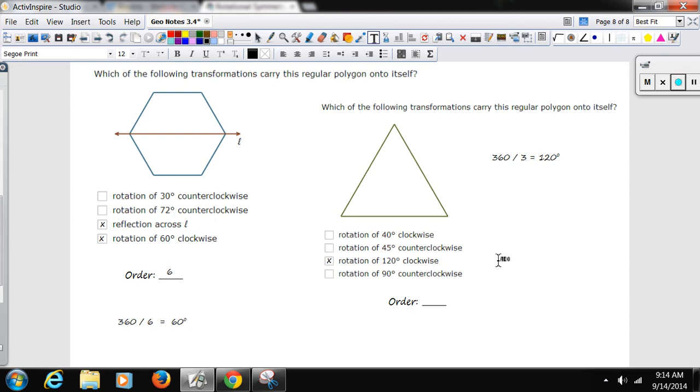Now, are there any others that would work? 40 degrees? No. 45? No. 120 does work, and the other one doesn't. This has an order of 3. If you spin it around one time, it would make it land on itself 3 times, so it has an order of 3.